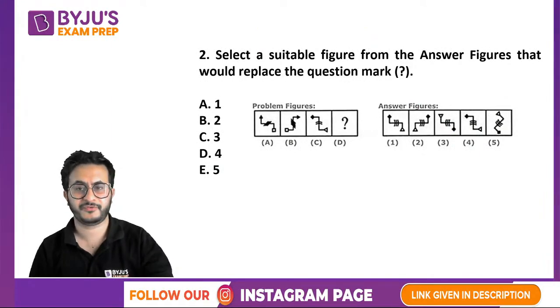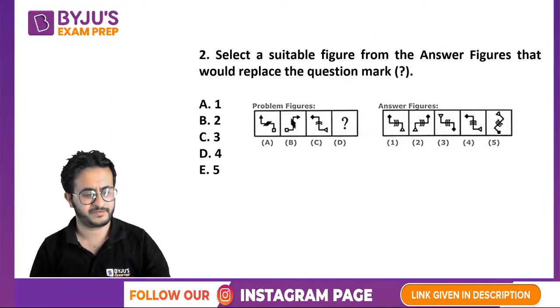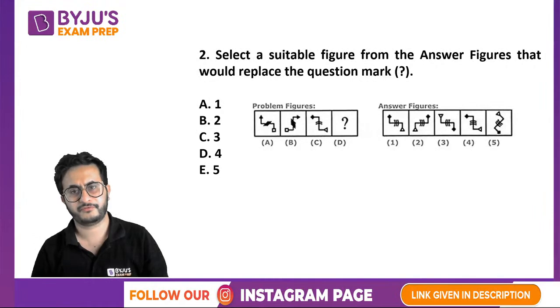So similar kind of question, we are given two images and we have to find the fourth image based on the relation between these images.